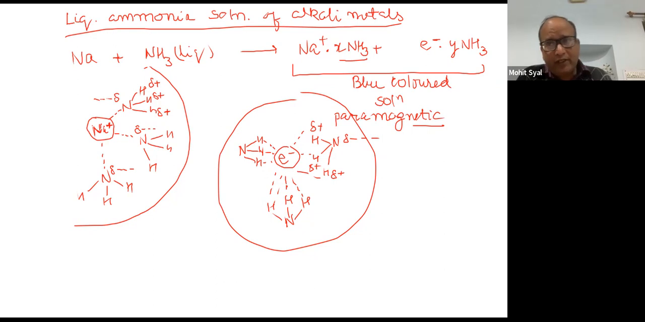But if you are putting more and more sodium, more and more electrons are going to come and join these electrons which are already there. So what is going to happen? They are going to form a pair, and in a pair one electron spins in a clockwise direction, and the other electron spins in an anti-clockwise direction. These two electrons have opposite spins, and that's why they cancel their magnetic behavior. So when you have a more concentrated solution, it becomes brown in color, copper brown, and it loses its magnetic character. It becomes diamagnetic. That's it, you have to remember.